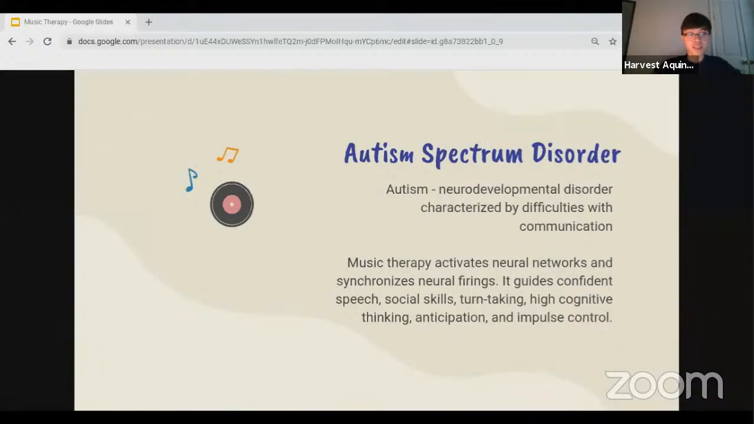This is because music helps to activate neural networks and synchronize neural firings. On the more musical side, songs help. Songs guide confident speech, group analysis stimulates social settings, call and response teaches turn taking, and composing promotes high cognitive thinking. Music therapists can also manipulate musical phrases to be more predictable, which helps with anticipation and impulse control. They can even make phrases unpredictable to help combat sensory overload. Also, those with autism tend to have a strong attraction to music, which helps even more in settings, as many respond very positively.